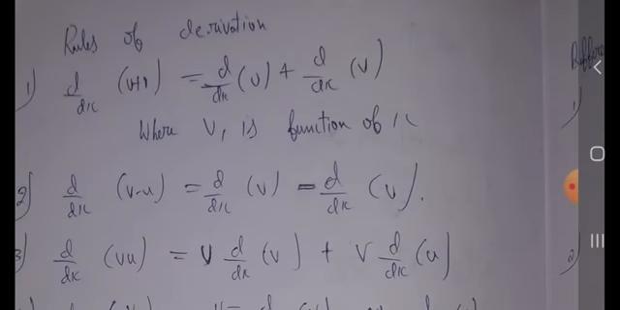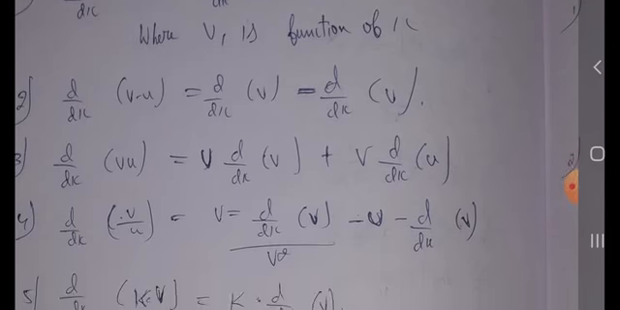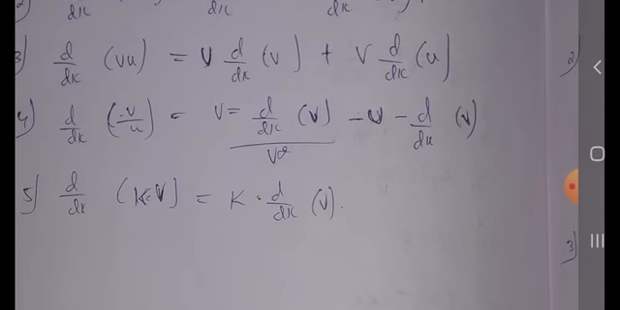So these are the formulas you have to remember. d/dx of (u + v) is equal to d/dx u plus d/dx v, where u and v are functions of x, and d/dx of (u − v) is equal to d/dx u minus d/dx v, and d/dx of uv is equal to u d/dx v plus v d/dx u, and d/dx of (u/v) is equal to (v d/dx u − u d/dx v) by v², and d/dx of kv is equal to k d/dx v. Next, these are all the rules you have to remember.